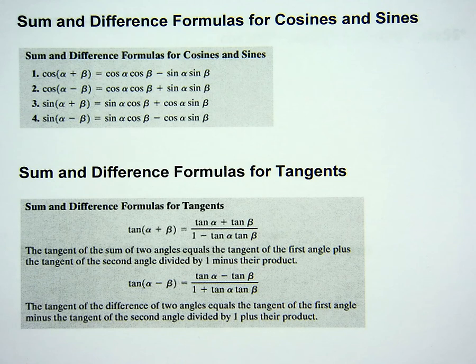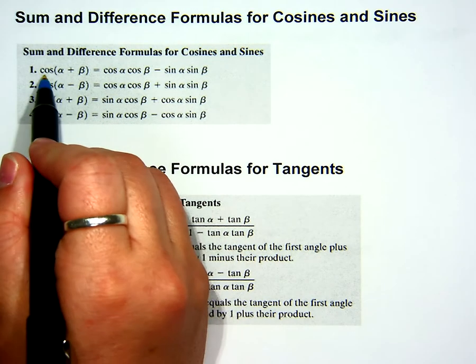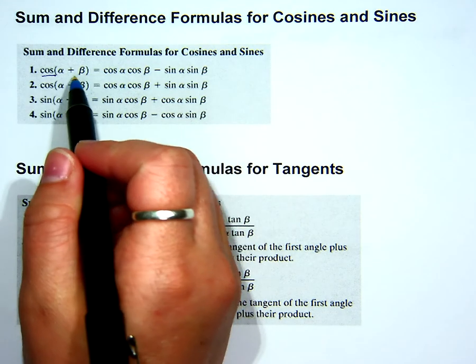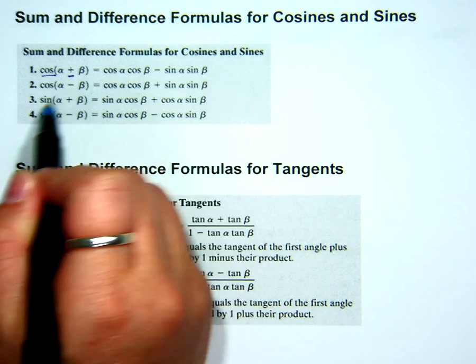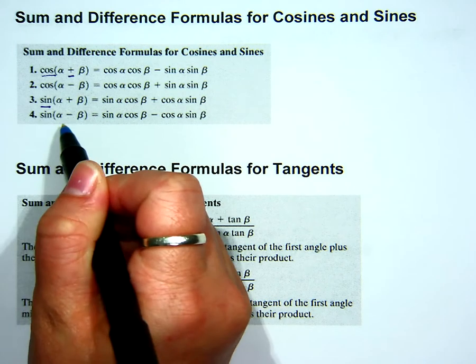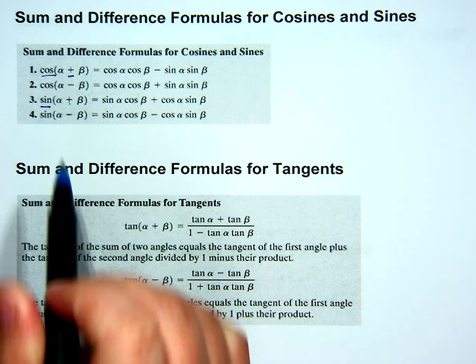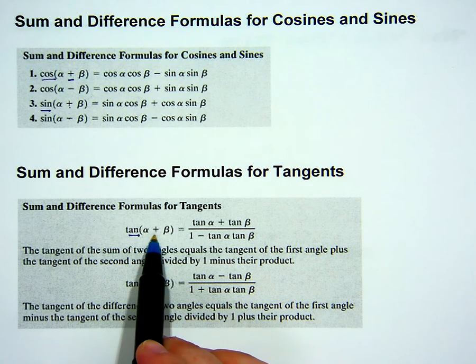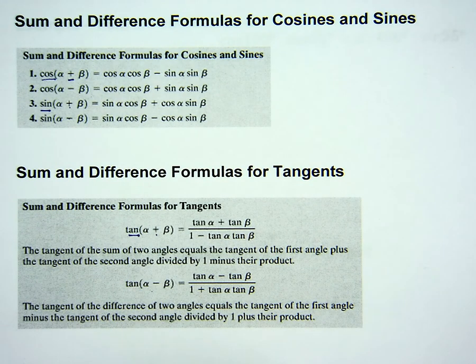Let's talk about the sum and difference formulas for cosine, sine, and also tangent. So, sum and difference formulas for the cosine and sine. Basically what you want to notice is the function name, cosine, and whether it has a plus or a minus. The function name, for example, sine, and whether it has a plus or a minus. Again, the function name and whether it has a plus or a minus.